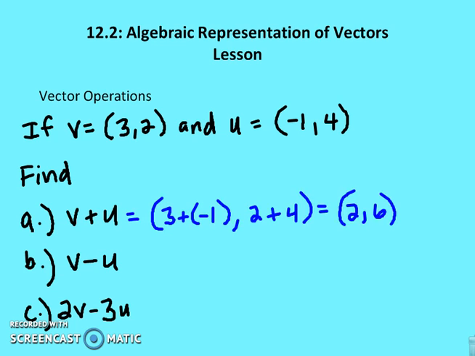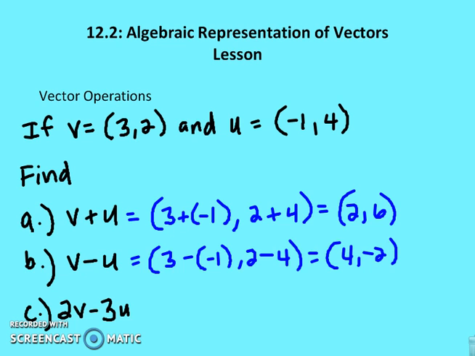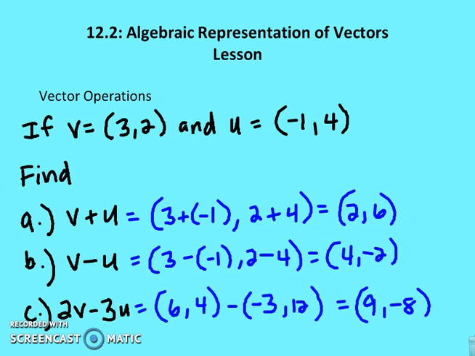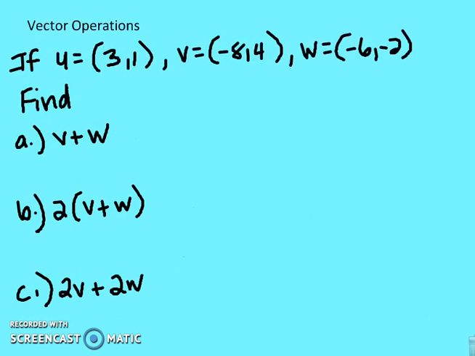All right, so v plus u is equal to (3 plus negative 1, 2 plus 4), or (2, 6). V minus u is (3 minus negative 1, 2 minus 4), or (4, negative 2). And 2v, I've multiplied v by 2, so (6, 4), minus 3u, (negative 3, 12), ends up being (6 minus negative 3, which is 9, and 4 minus 12, which is negative 8). All right, I want you to find the values for these, perform these vector operations on these vectors. I'm going to stop here.